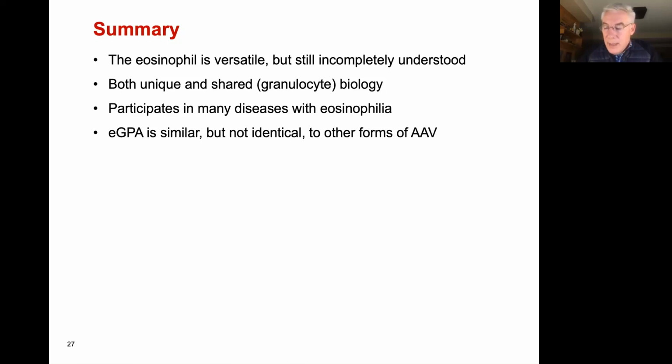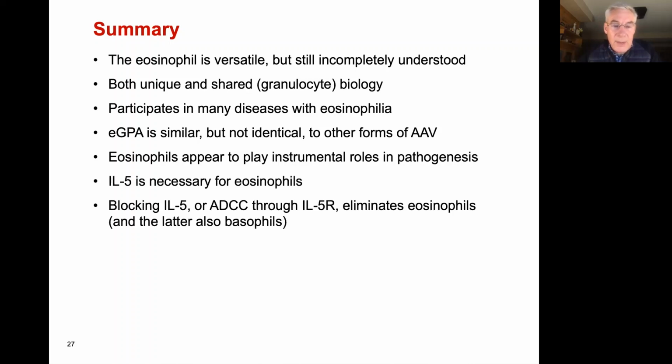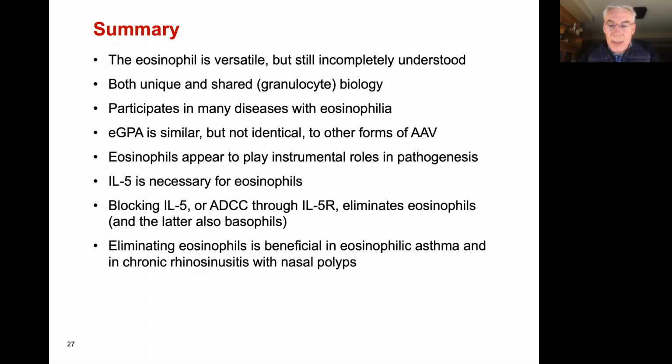And I've told you that eosinophilic granulomatosis with polyangiitis is similar, but not identical to other forms of ANCA-vasculitis. And in this disease, eosinophils really clearly play a role in pathogenesis. And I'll mention in a second why. And I mentioned to you that IL-5 is necessary for eosinophils, and that if you block it or you deplete through the receptor of eosinophils, you will have a beneficial effect in eosinophilic asthma. Importantly, not really any improvement at all in other forms of asthma.